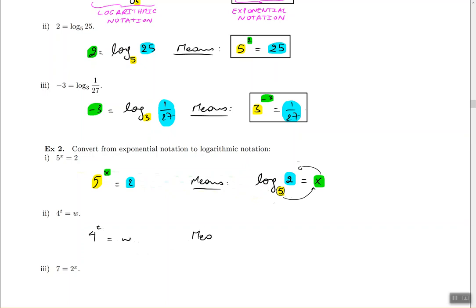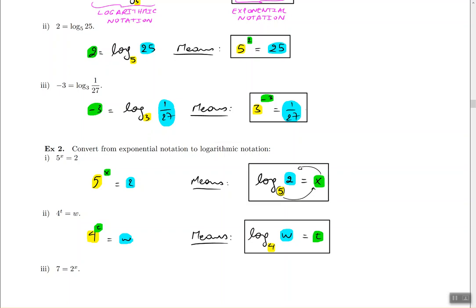So pause the video for a second and see if you can answer this question. See if you can get the right solution. So log, and what's the base, what's the argument, and what is it equal to? Okay, did you end up with log base 4 of w equal to t? Hopefully you did. So again, that's the answer. And in this case, we are starting with exponential notation, going to logarithmic notation.